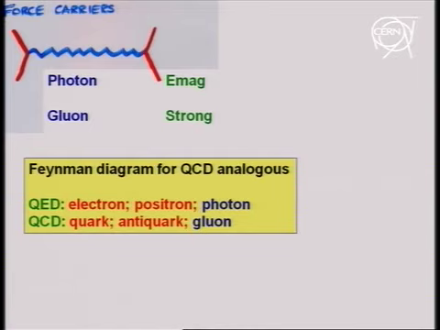Analogously, I could have a quark and an antiquark annihilating through a photon and turning into a quark and an antiquark, or through a gluon. The diagram is the same, it's just the lines represent different particles. But the rules are the same. For the photon case, put E squared. For the gluon case, put G squared.